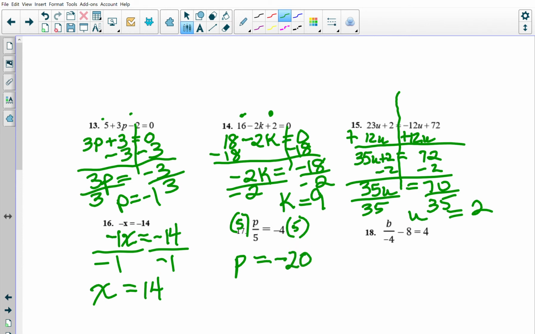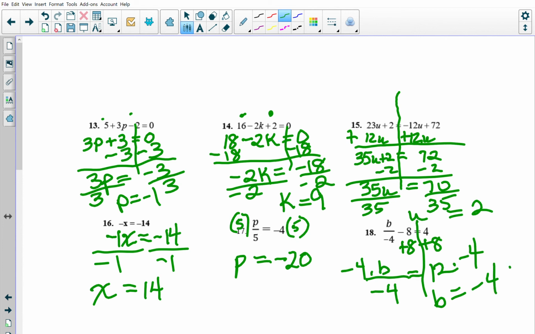Number 18, first I'm going to add 8 to both sides of this equation. So I have b divided by negative 4 is equal to 12. And now I'll multiply both sides by negative 4. And b equals negative 48.